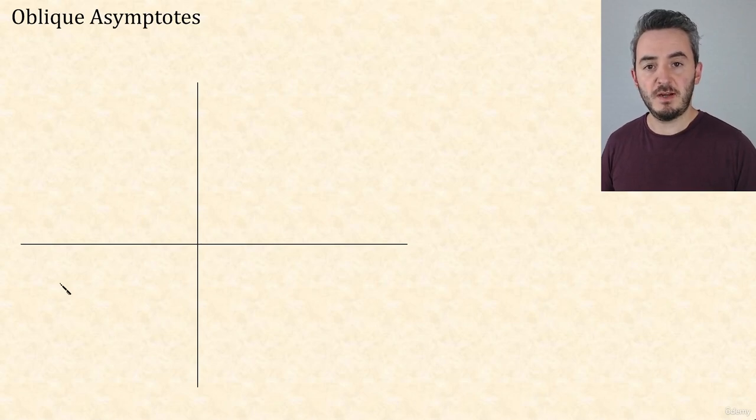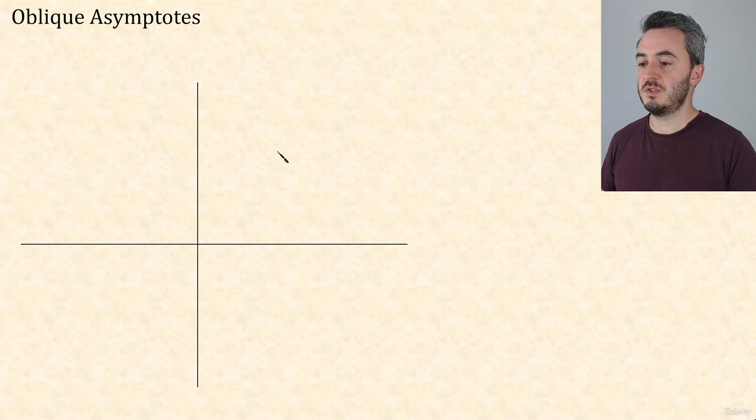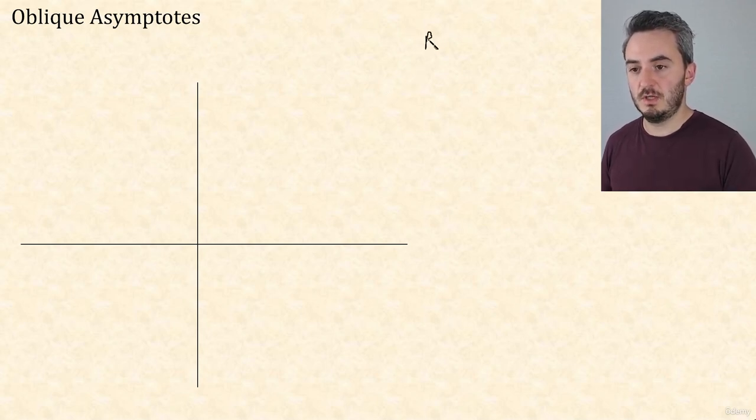In this video, we're going to look at oblique asymptotes. Now, oblique asymptotes are basically asymptotes which are not horizontal or vertical. So, in previous videos, we saw that we get a vertical asymptote when the denominator of our rational function, that's q of x we're calling it, was 0.